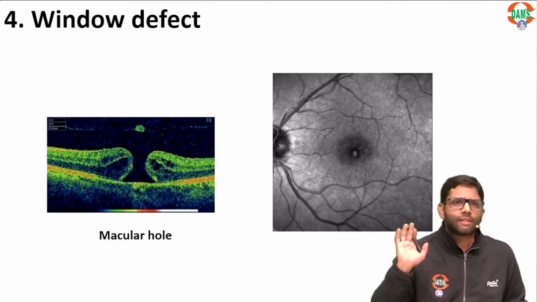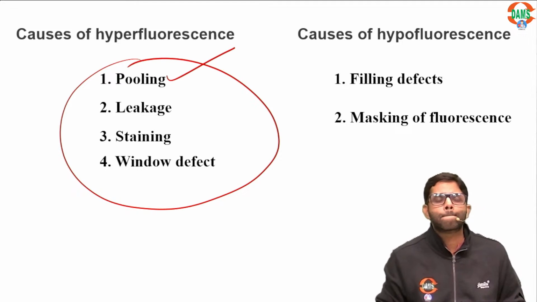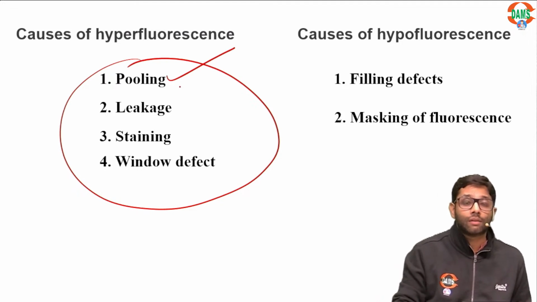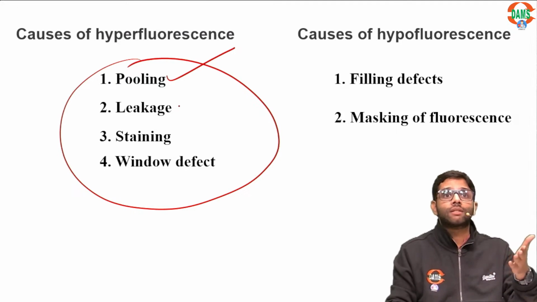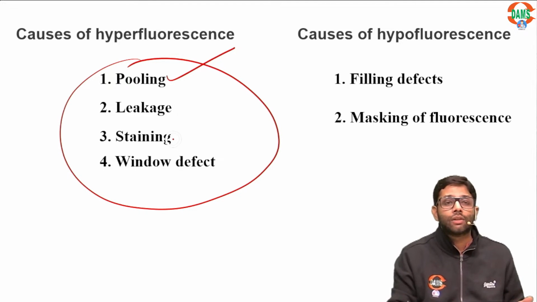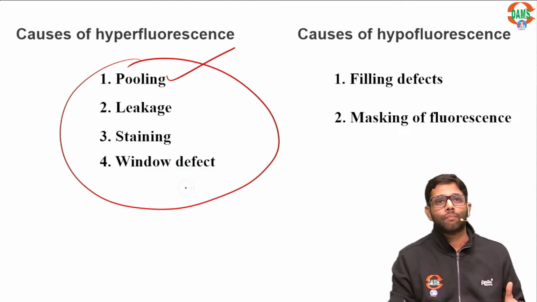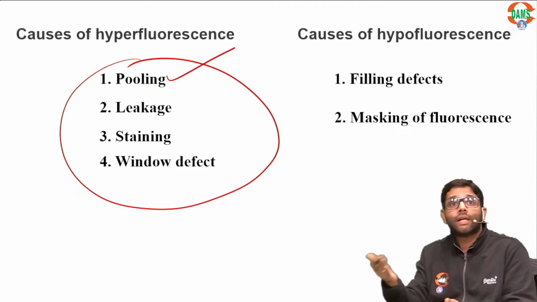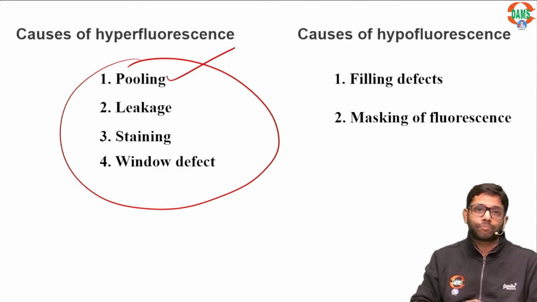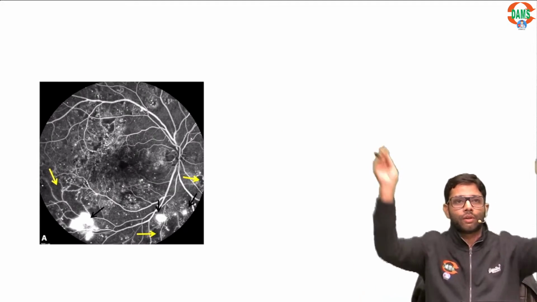So till now we have discussed these 4. Can you tell me an example of pooling? CSR. Leakage: abnormal vessels, new vessels, or cystoid macular edema. Staining: drusen, ARMD. Window defect: macular hole. Now let us see examples in which the retina is darker than normal. Let us see. Very important. I am giving a hint.